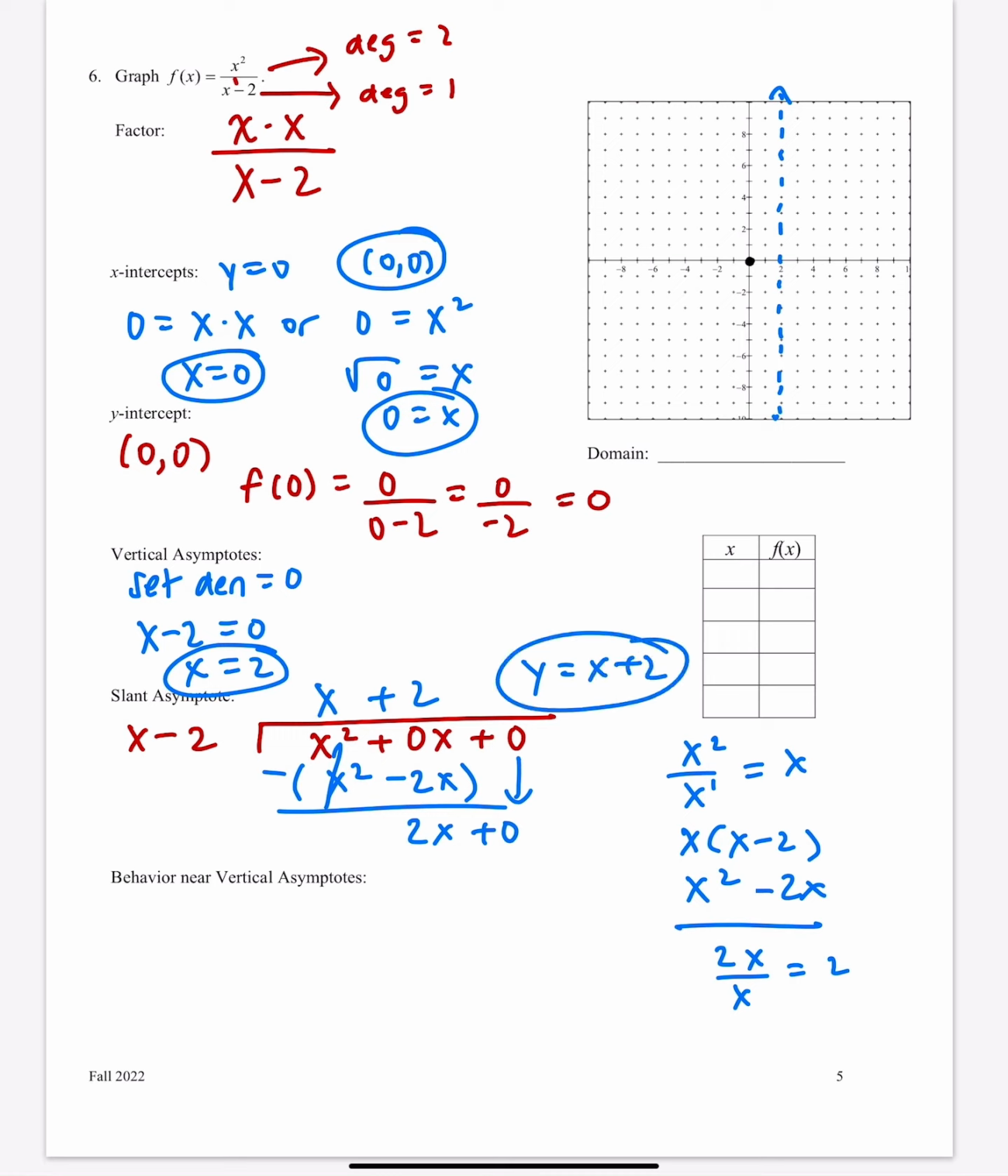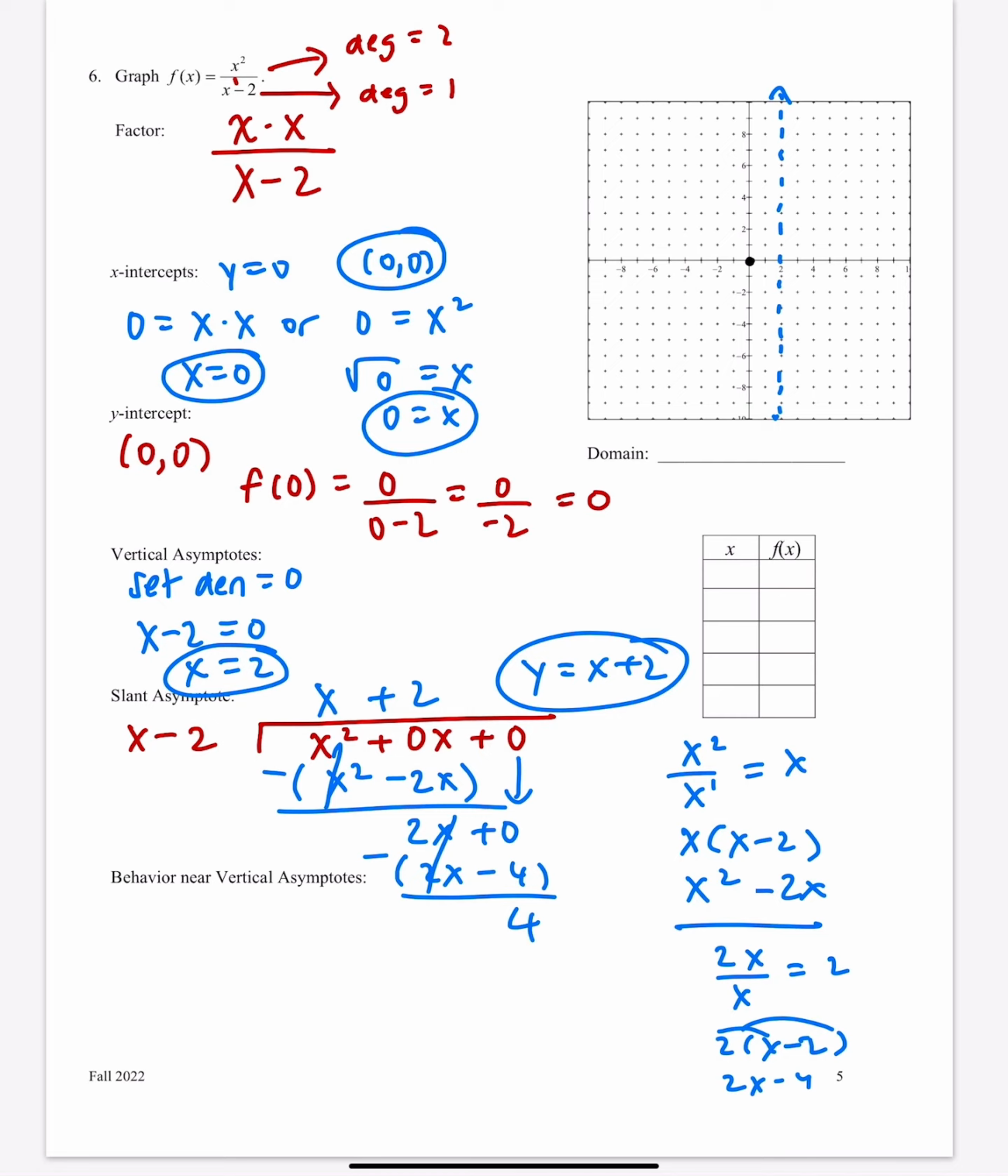Right? So even if you mess up with the remainder, right? So this should be 2x, because 2 times x is 2x. And then 2 times negative 2 is negative 4. So that goes away. 0 minus negative 4 is positive 4. Right? But we don't really care because the slant is just the quotient.